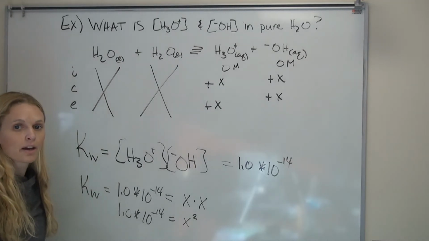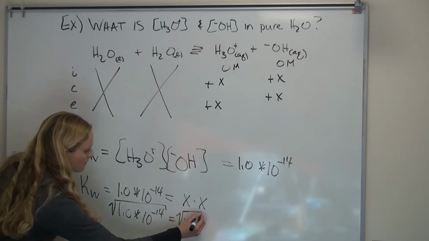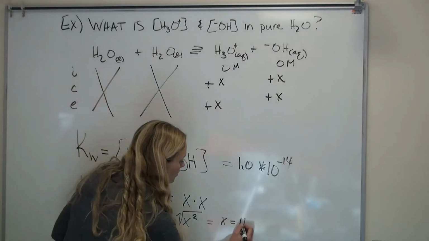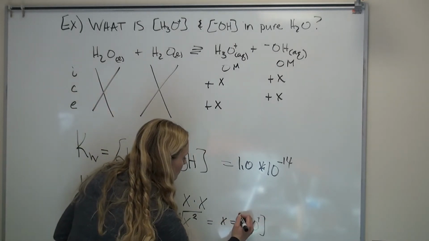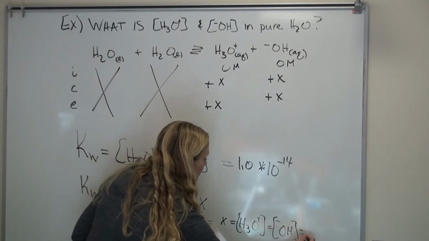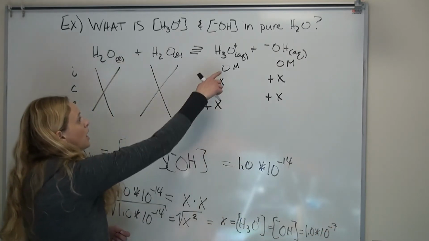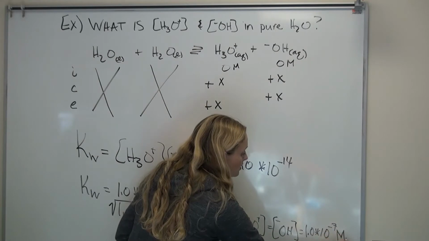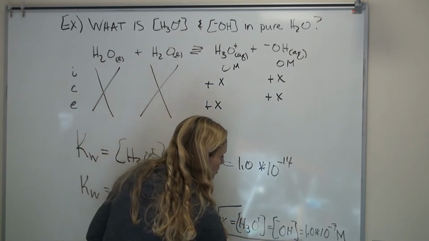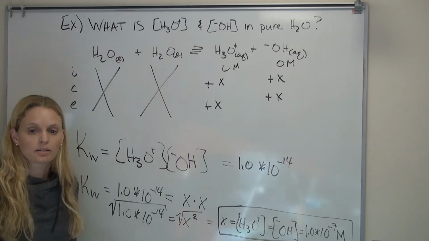And then how do I solve that? I just take the square root of both sides, and that gives me X is equal to 1 times 10 to the minus 7th, and I'm going to put that back in for molarity because our concentration of water is in molarity. That's how we would solve for the concentration of the H3O plus and the OH minus ions.